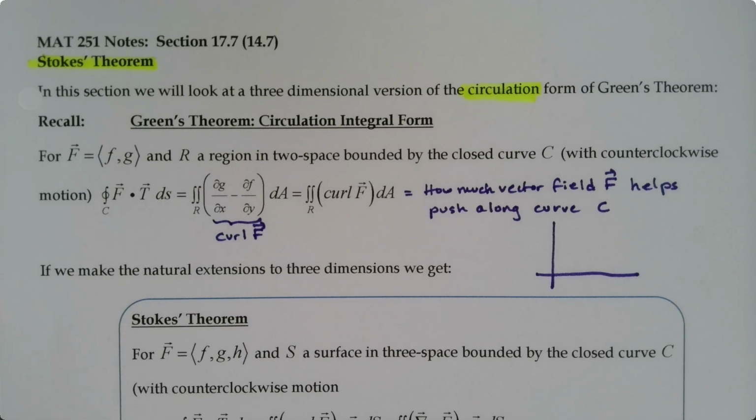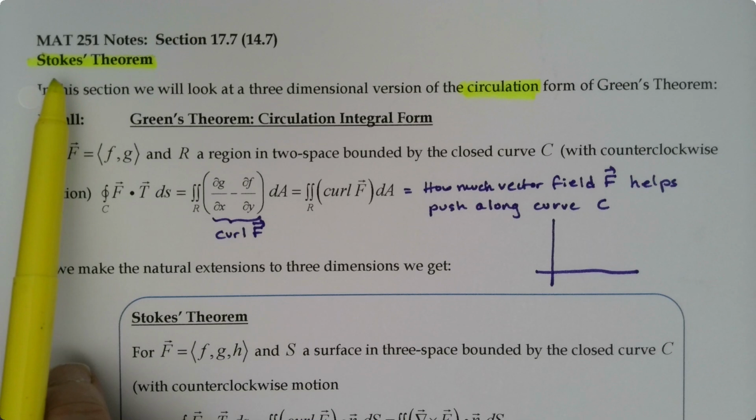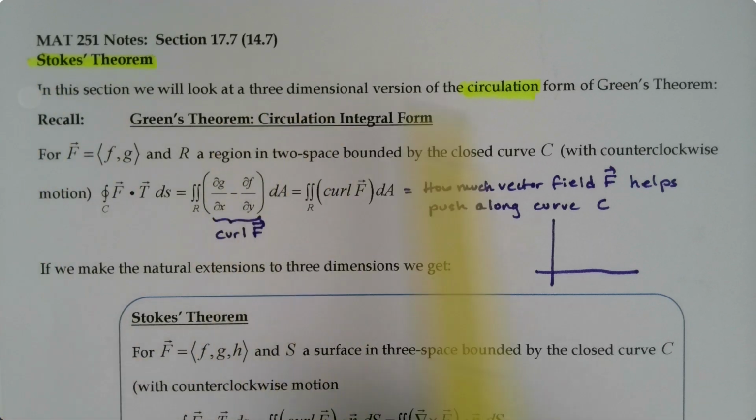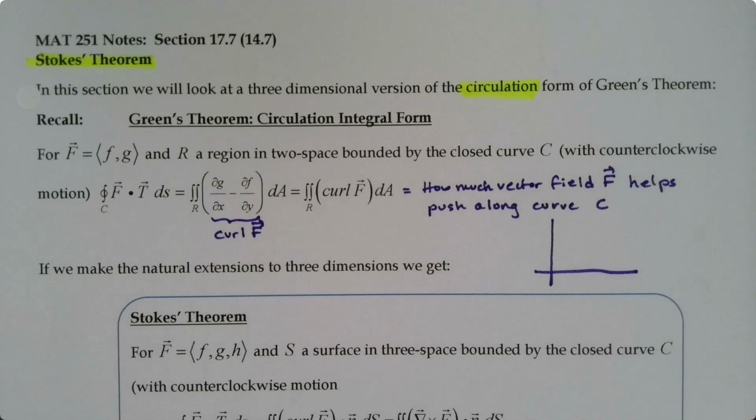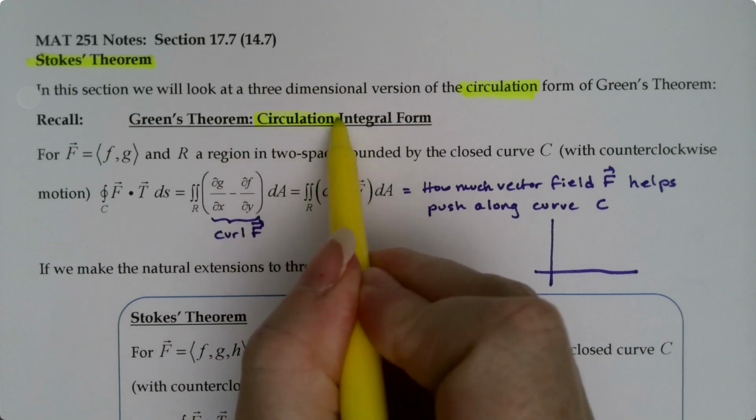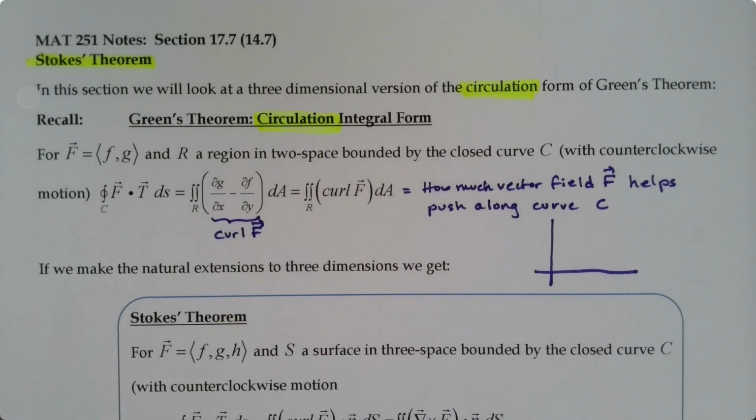Now in this section we want to look at Stokes' theorem. Stokes' theorem is going to be a three-dimensional version of the circulation form of Green's theorem. Now Green's theorem actually has two pieces. It has a circulation piece, which is what we're going to look at in this section, and it had a flux piece, which we're going to look at in the next section.